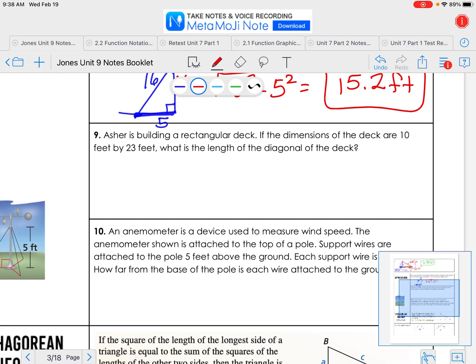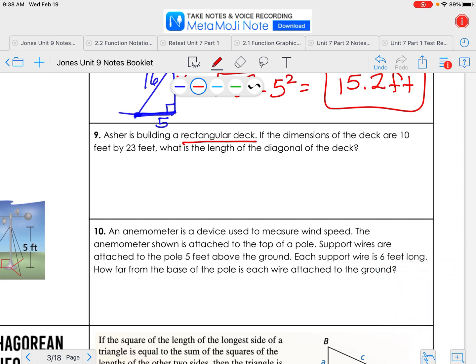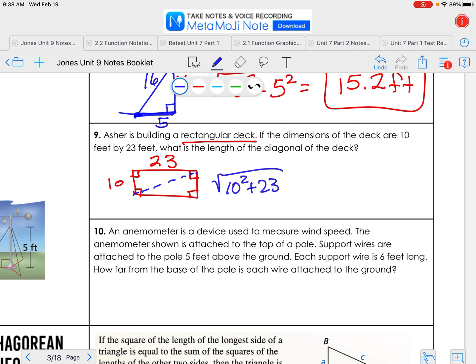Now the next one, Asher's building a rectangular deck. So I have a rectangle, which is 4 right angles, correct? The dimensions are 10 by 23, and we want to know the length of the diagonal. I have no idea why he wants to know the length of the diagonal, but he's just a curious guy. So put this in your calculator, and you're going to get that the diagonal is approximately 25 feet. It's the hypotenuse, so it should be the longest, longer than both sides, and it is.